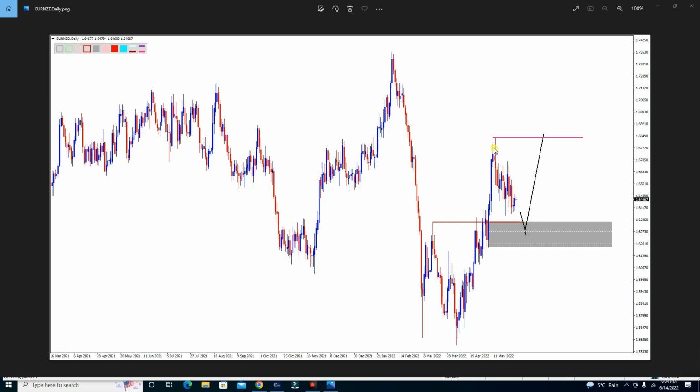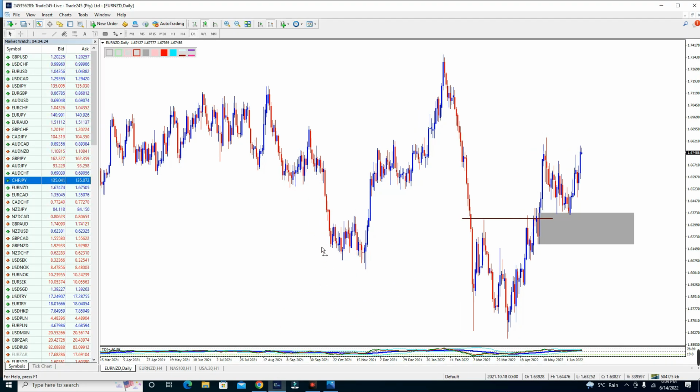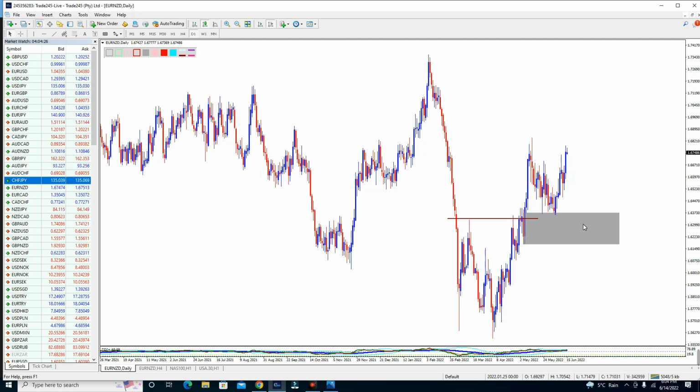And I also liked the price approach back to that area, right? I like it when price takes its time to get back to an order block. So I wanted to see price get to this area and then look for opportunities to go long, right? So if we go to the chart, this is what happened on this area.